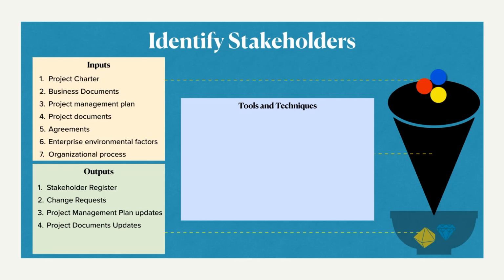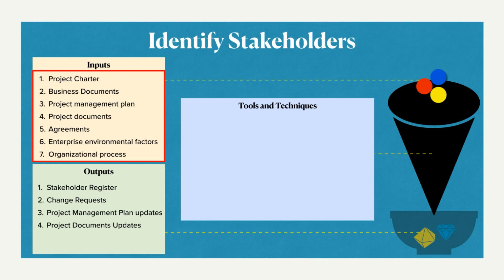Let's have a quick look at the inputs. We have 7 inputs that we can consider. The project charter is referred to. Let's say the key stakeholders list that is available in the project charter from previous projects can be an important document to refer to. Business documents like the business case, the benefits management plan, and all the strategic documents can be referred to here.